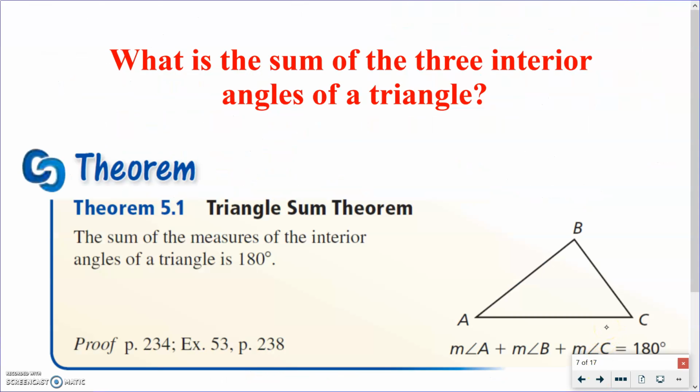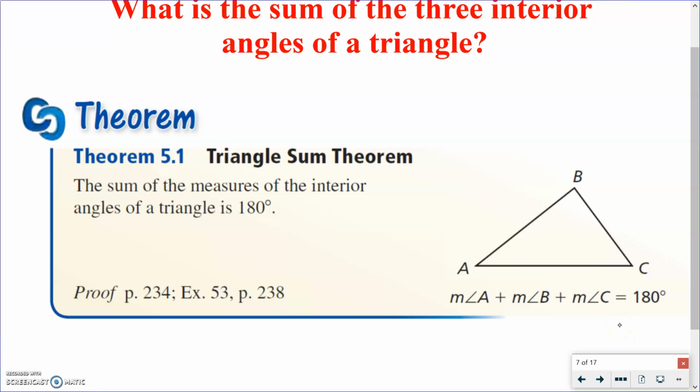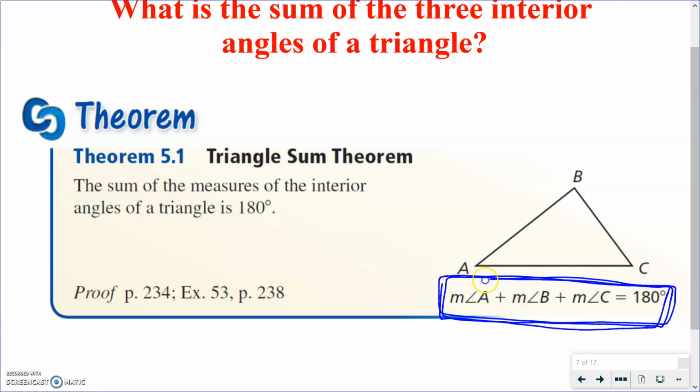All right, moving along. The angles of a triangle always add up to 180 degrees, and hopefully that's not news to you, that you've heard that before, but if it is, just make note. So whenever you add up all 3 angles in a triangle, it will always equal 180 degrees. 180 degrees, that's the sum of the interior angles of a triangle. Don't forget that.